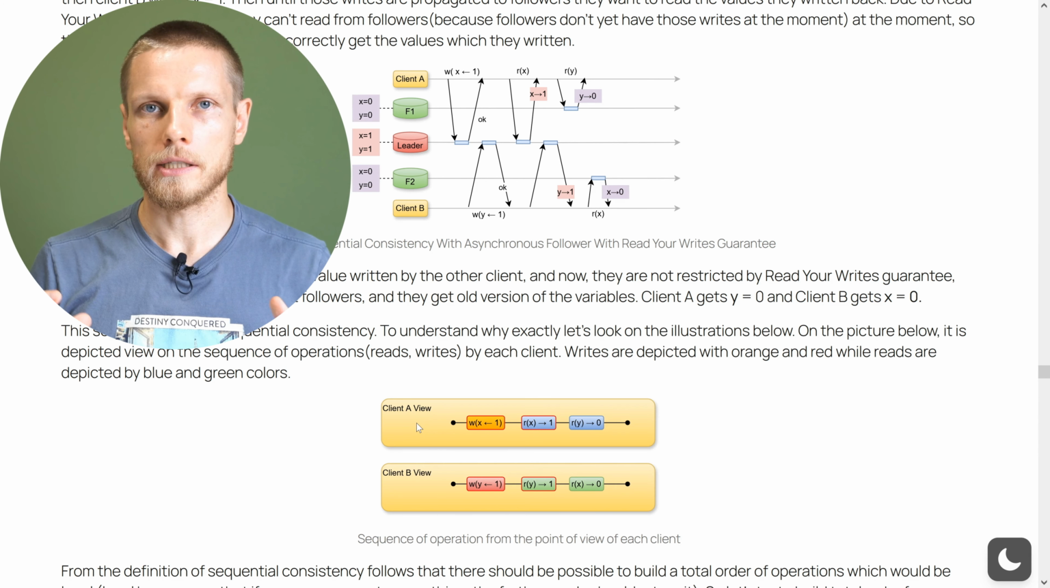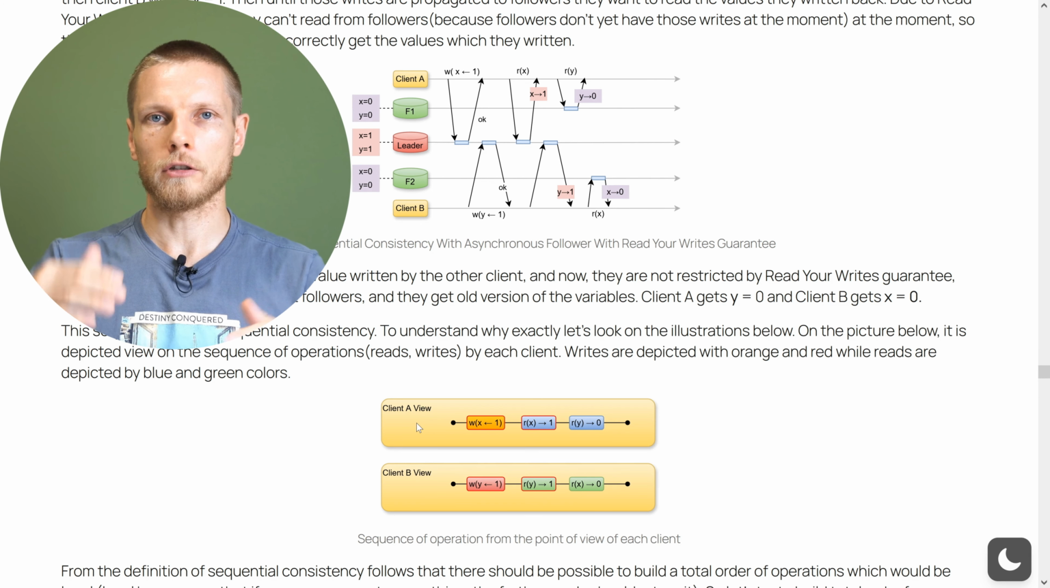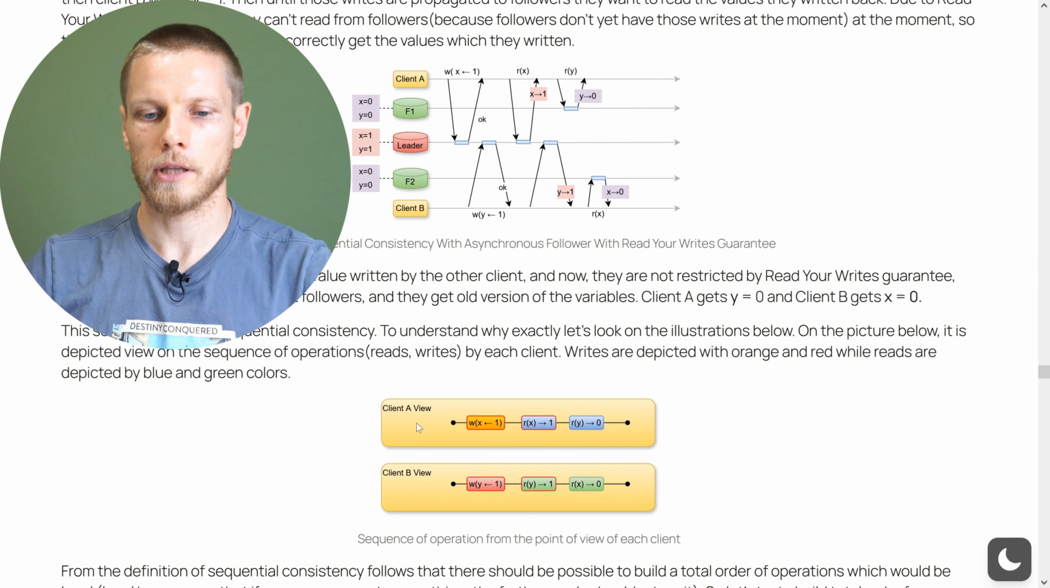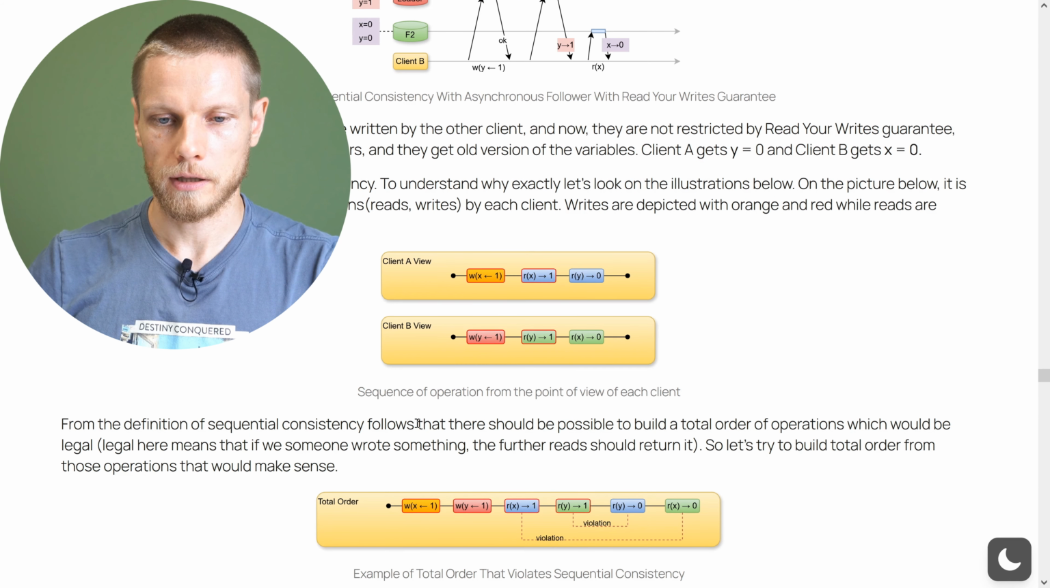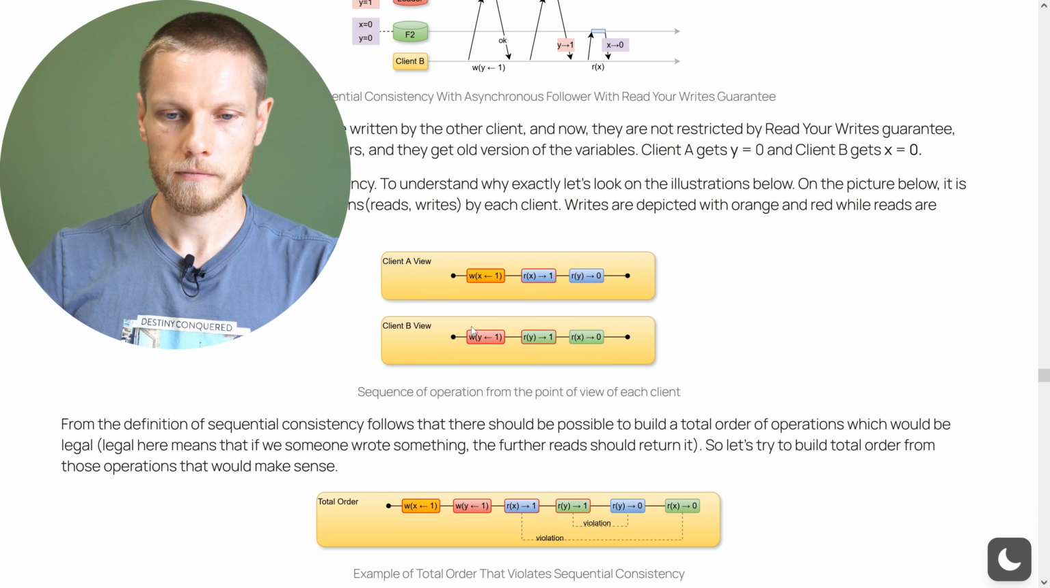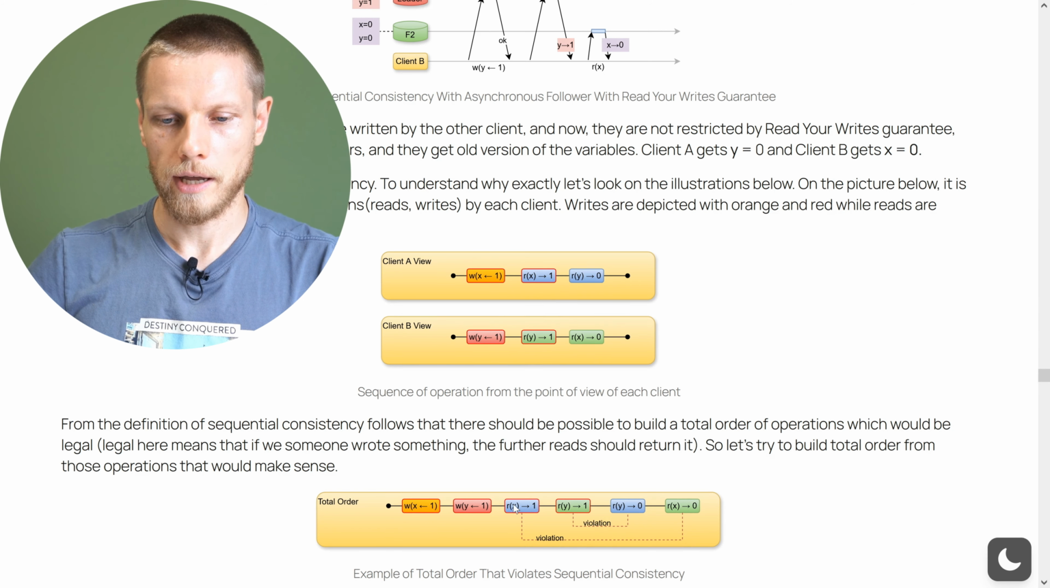But remember that in sequential consistency we say that we have a total order of all the operations of all clients. So let's try to build the total order of those two views. First, let's just try to arrange them that way. We have 2 writes, the write by client A and the write by client B. And then reads, read X by client A and read Y by client B, and then reads of the opposite variables. And we see in the total order there are violations of legality of the history.